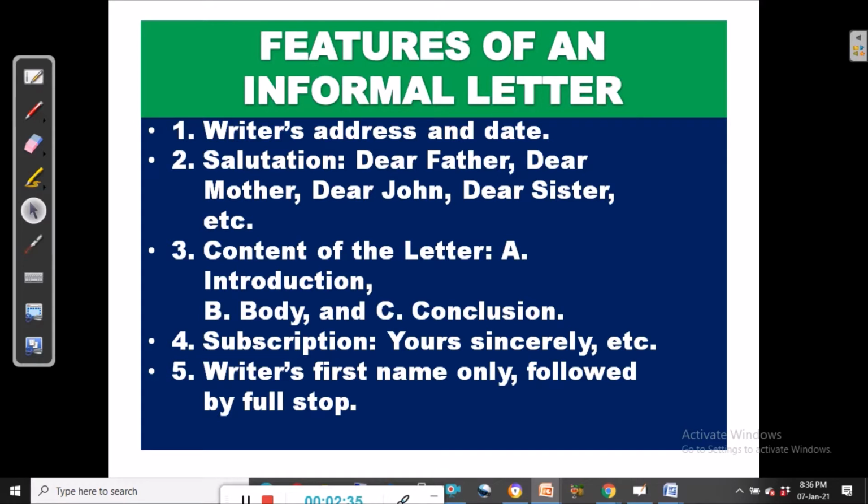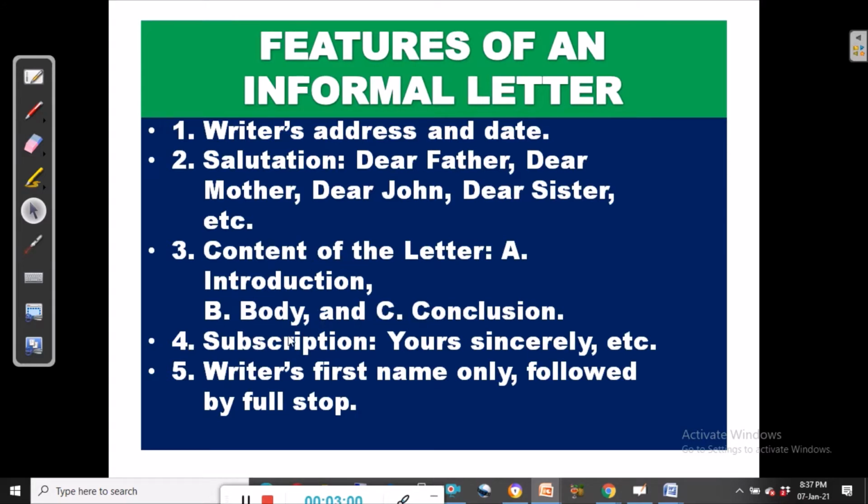The third feature is the content of the letter, which is made up of 3 parts. The first is the introductory paragraph. That's the introduction, which is always in the first paragraph. Then B, you have the body, and C, you have the conclusion. So we have A, B, C as parts of the content of the letter.